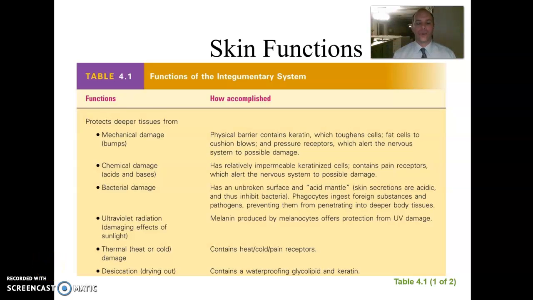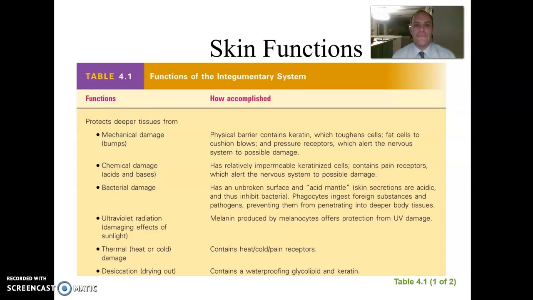Skin. That's what we're talking about today. What you have in front of you now is something called the Skin Functions Chart. It's intense. If you look on the left-hand side, it says protects deeper tissue from, and it gives you a list of stuff. This is the stuff you need to know. So it protects deeper tissue from mechanical damage, chemical damage, bacterial damage, ultraviolet radiation, thermal damage, desiccation, drying out, okay? So it protects it from a lot of stuff.